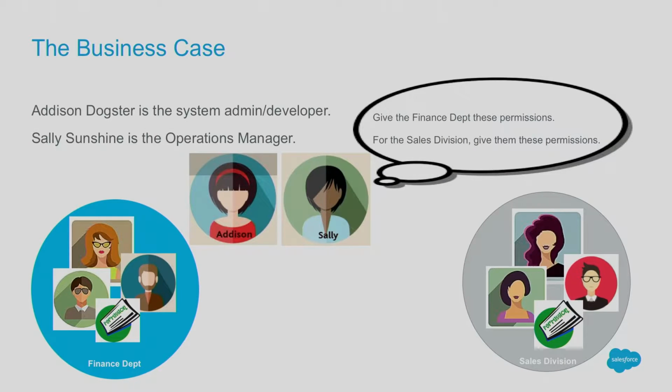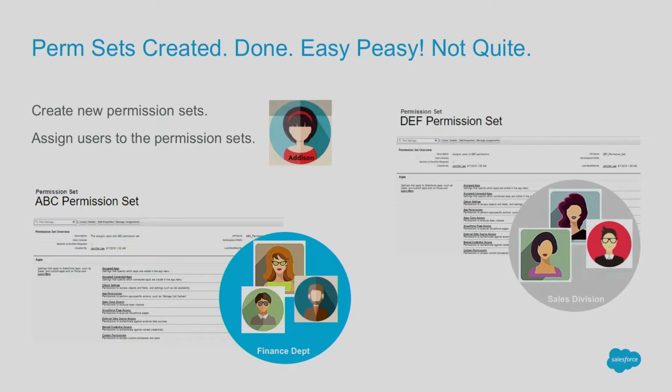So here's our use case. Addison Dogster is a system admin / developer at Universal Containers. Sally Sunshine is her operations manager. So Sally goes to Addison and says, give the finance department these permissions and give the sales division these other permissions. So Addison does her analysis. The requirements are pretty straightforward. And so she solutions this by creating 2 permission sets, the ABC permission set for the finance users and the DEF permission set for the sales division users. And then she assigns the users to those permission sets, right? Easy peasy, done and done.